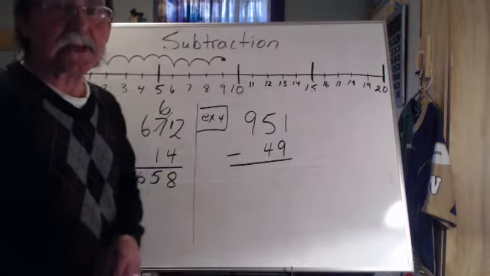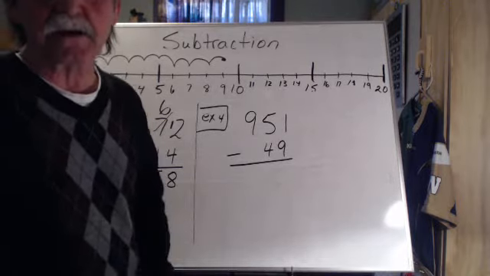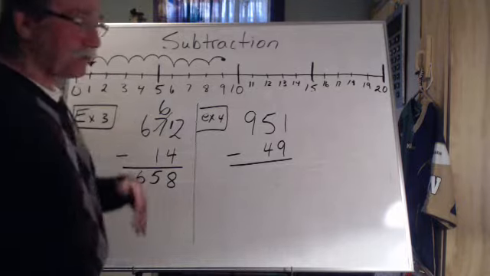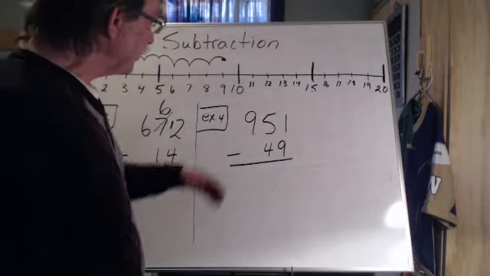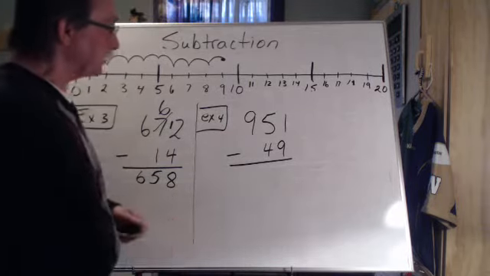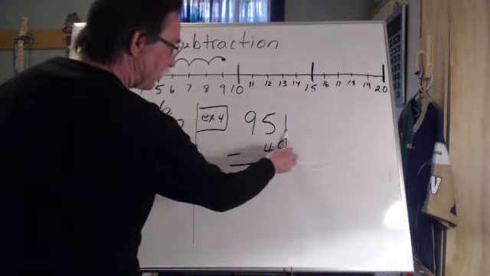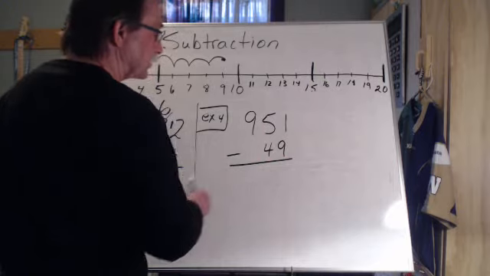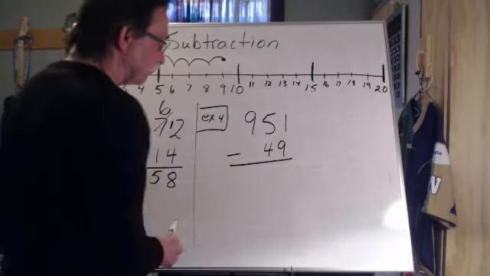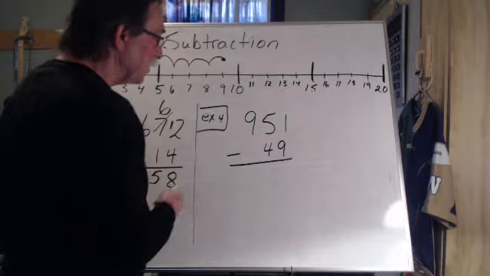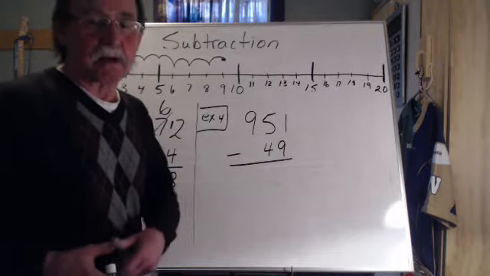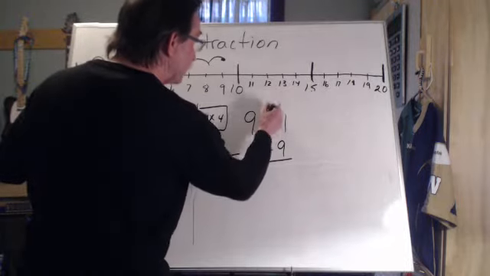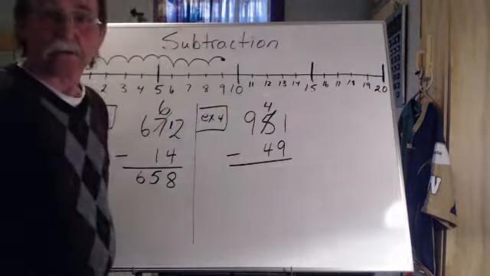And the new way of saying it is they call it regrouping. We used to call it borrowing. Doesn't matter what you call it. I probably will still use the word borrow because when I learned this, that's what the word was. But we have to go next door, get something from the 5 so that we can actually do this first part of the calculation. So if the 5 is going to lend something, the 5 is going to go down and become a 4.